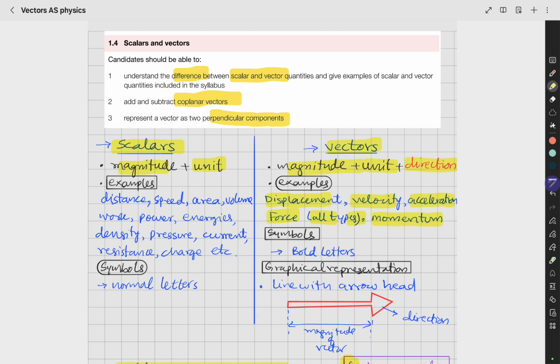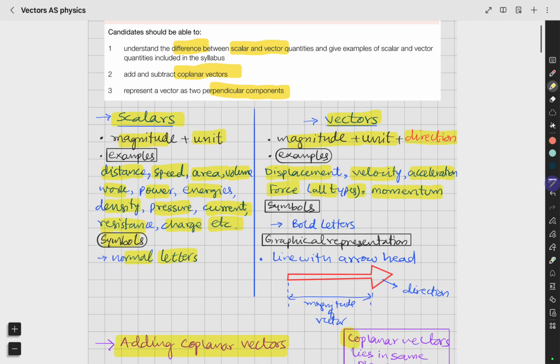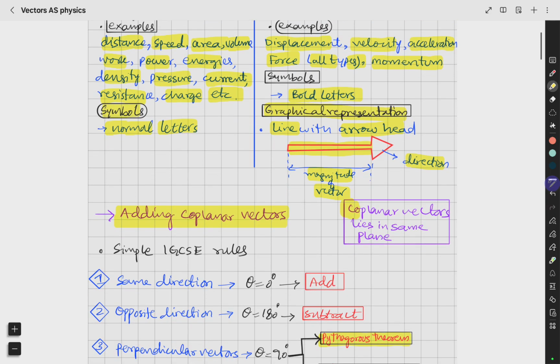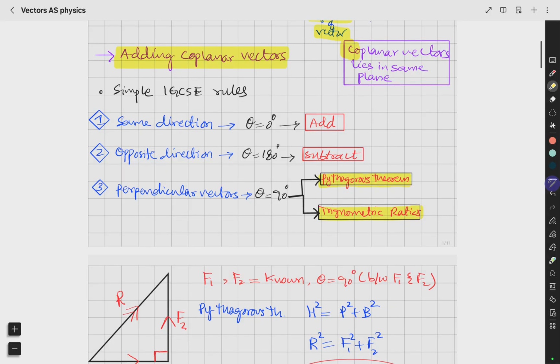So these are the vector quantities, and all the rest are scalars: distance, speed, area, volume, density, work, power, energies, pressure, current, resistance, charge, etc., because there are too many. About the symbols, scalars are written with normal letters and vectors with bold letters, and they have a graphical representation as well. We represent them with a line. The length of the line represents the magnitude of the vector, and the arrowhead represents the direction.